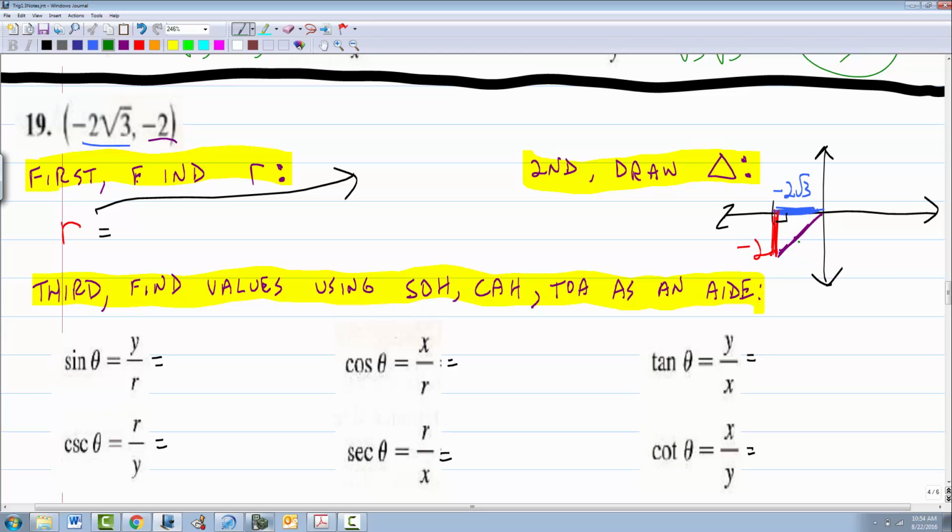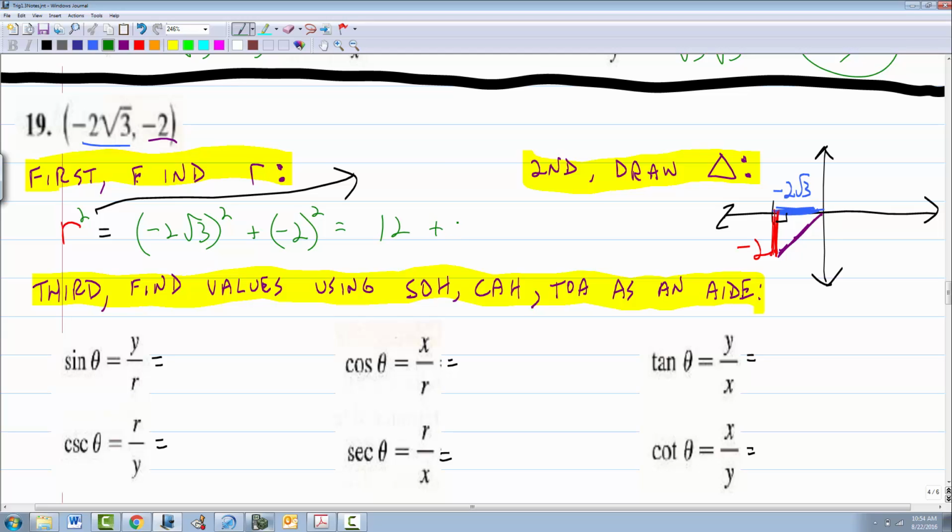-2 root 3, comma -2, snap back to the origin. So the Pythagorean Theorem would look like this, right? R squared equals -2 root 3 squared, plus -2 squared. So you get more radical work. What's -2 squared? I'll break this down for you. 4. What's root 3 squared? 3. What's 4 times 3? 12. This squared is 12 because you square -2 and you square root 3, and then you multiply those two.